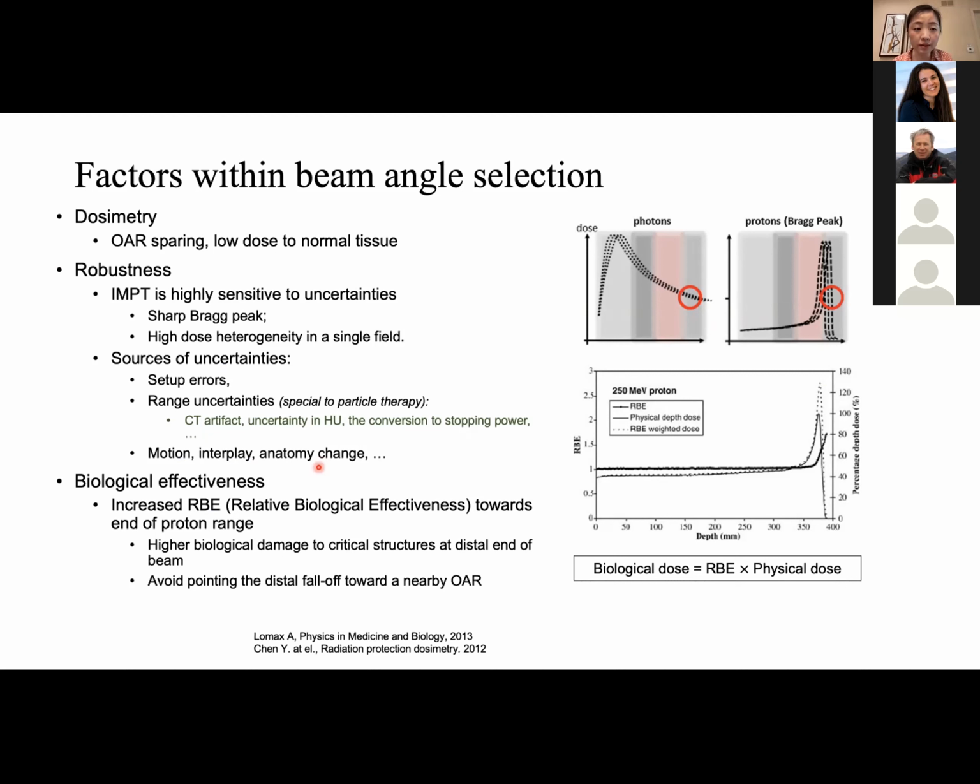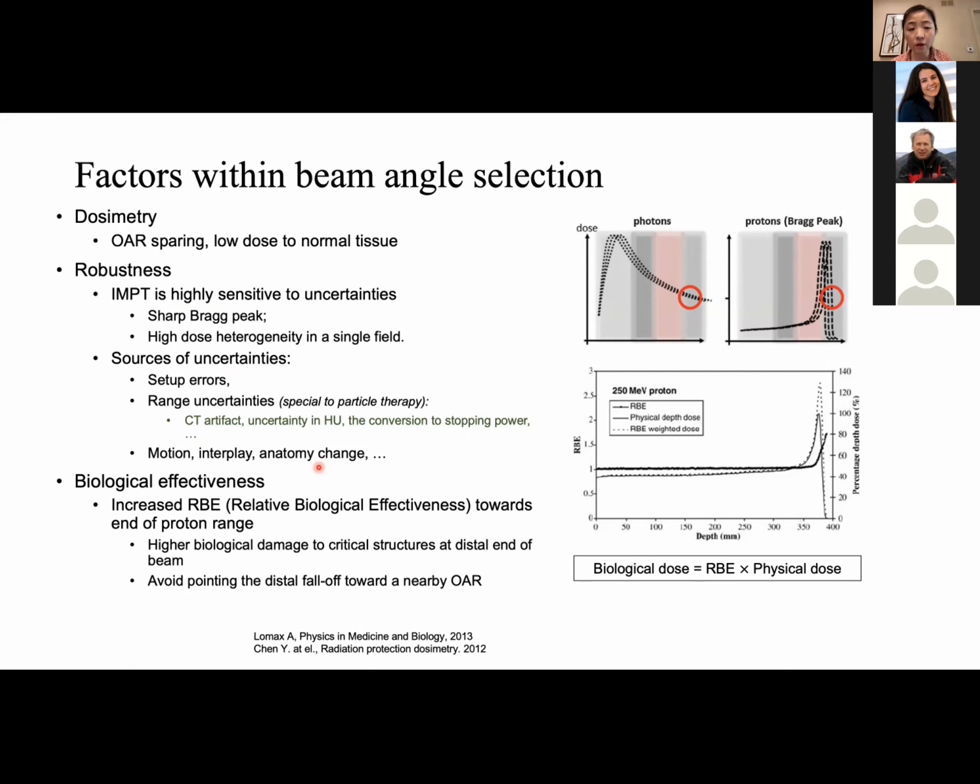The second factor is robustness. It's a very critical factor in any part of proton planning, because IMPT is very sensitive to uncertainties. Proton has this sharp Bragg peak, which is of course the advantage of proton, but it also makes it very sensitive to any errors. A little shift of the proton Bragg peak will make the dose very different. And for multi-field optimized IMPT, the dose in a single field is very heterogeneous. That also introduces more uncertainties in the plan.